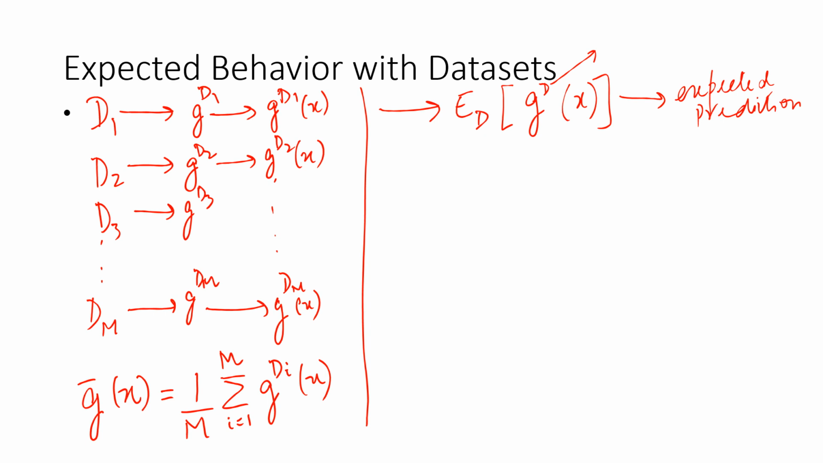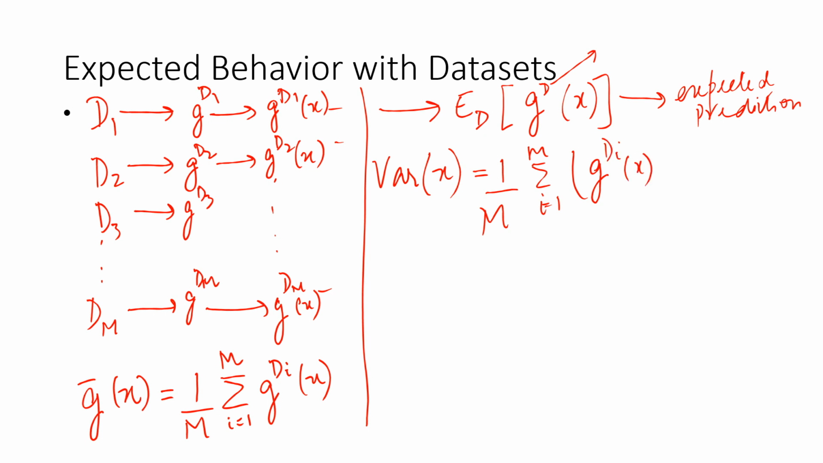Just like this expected prediction, I can also have the variance of my prediction, because obviously, as you can see, my prediction is varying depending on a lot of factors. And so I have to take the expectation of that variance into account. By definition, and again this is from some basic probability and statistics class, the variance of my prediction is going to be 1 over M, the sum from i equals 1 up to M, of G Di of X, and how much it deviates from my average prediction, right? That's the definition of variance. And the square of that.